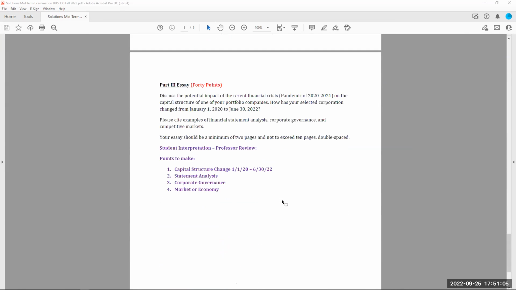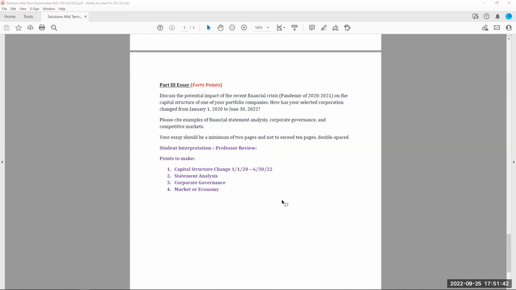And then finally, the essay. I was looking for a minimum of 2-page review of how a specific one company in your portfolio has changed over the pandemic years of 2020, 2021, and into 2022, January 1 to June 30th, 22. Cite examples of financial statement analysis, changes in ownership or management team, and how the markets have changed for your company. I was looking for 4 key areas of your analysis.